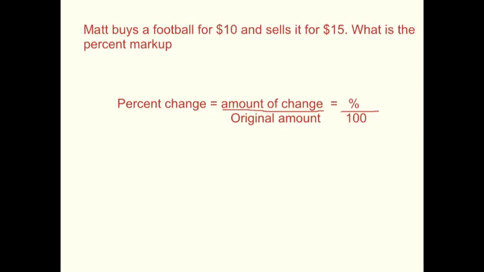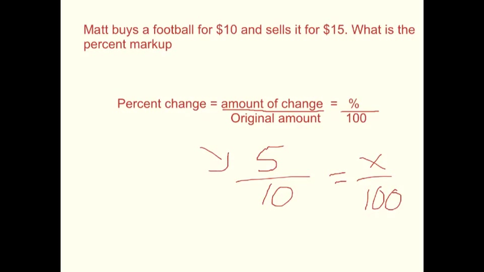So in order to do that, you're going to find the amount of change, which is the amount that the original changed by. So if Matt buys a football for $10 and sells it for $15, the amount that the original changed by is 5. The original amount is how much he bought it for at first before he sells it, which is 10. And you're trying to find the percent, so that becomes our x over 100.